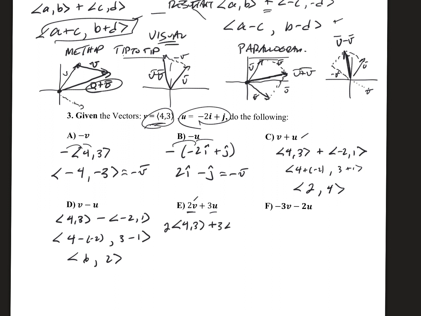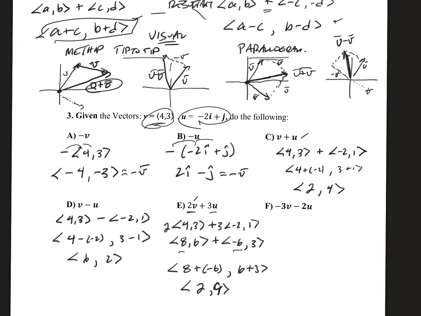plus 3 times the vector u. I'm going to go ahead and use this notation there. So what I have here is 8, comma 6 added to negative 6, comma 3. And if we add up the, well, let me go ahead and just show it. So I'm going to add up the x components, add up the y components, and we have our vector. So our new vector here would be 2, comma 9.